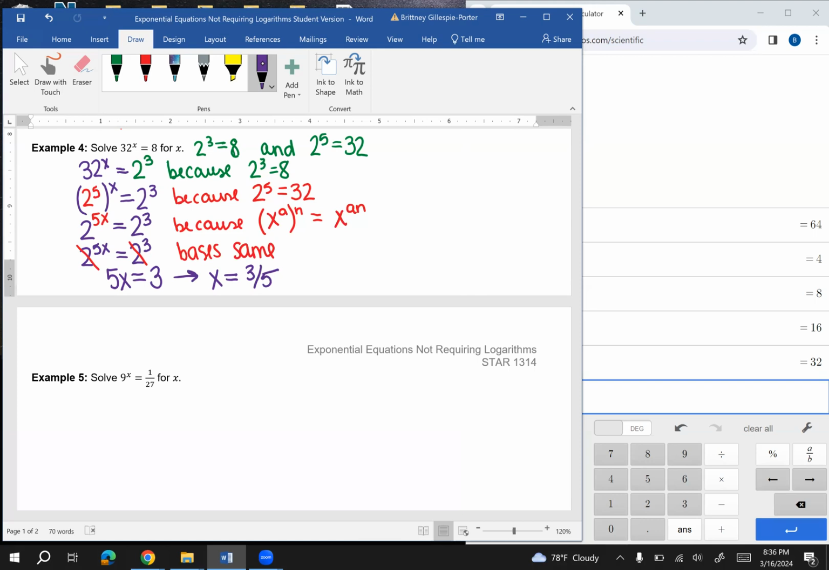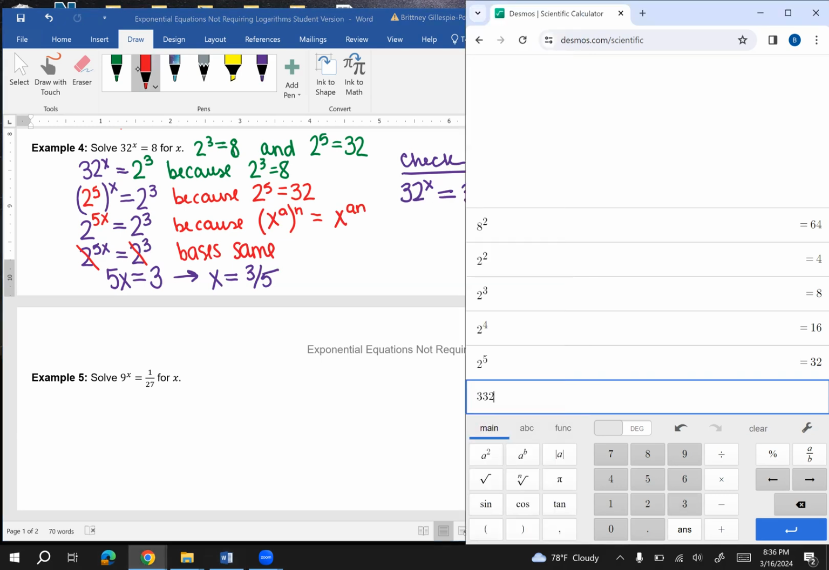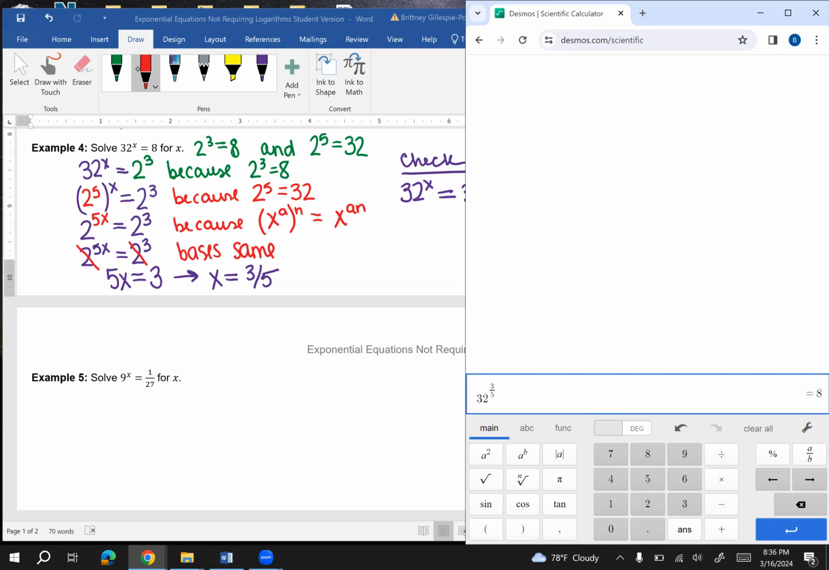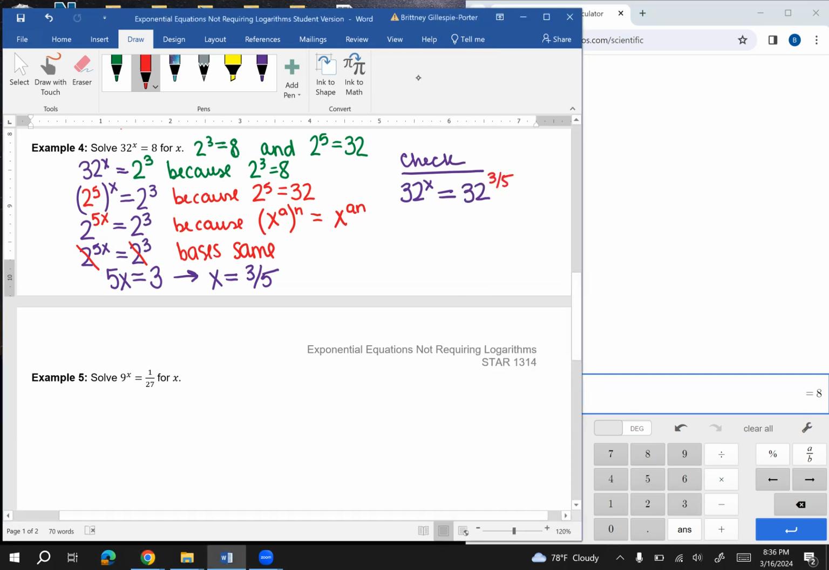If you wanted to double check your answer, the left-hand side where we have the x, so we have 32 to the x, that would become 32 to the 3/5. And if you double check that in the calculator, 32 to the 3/5, we do get 8, which is what we were looking for. So our x equals 3/5 works.